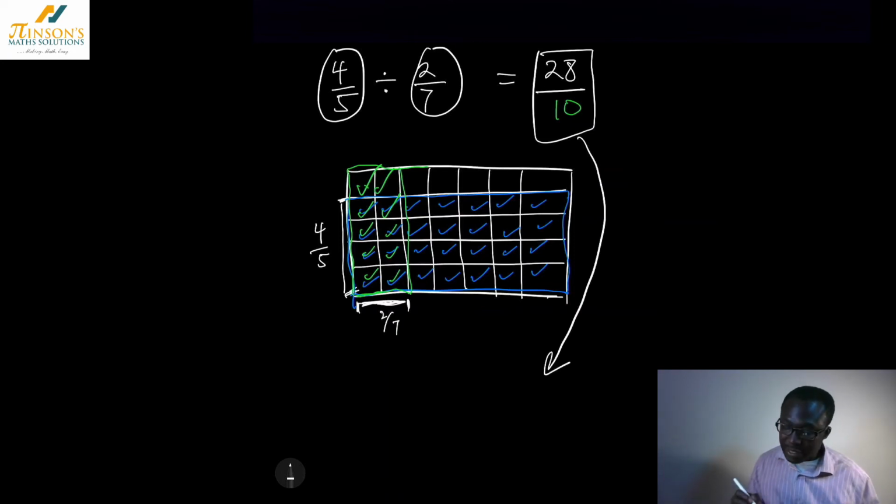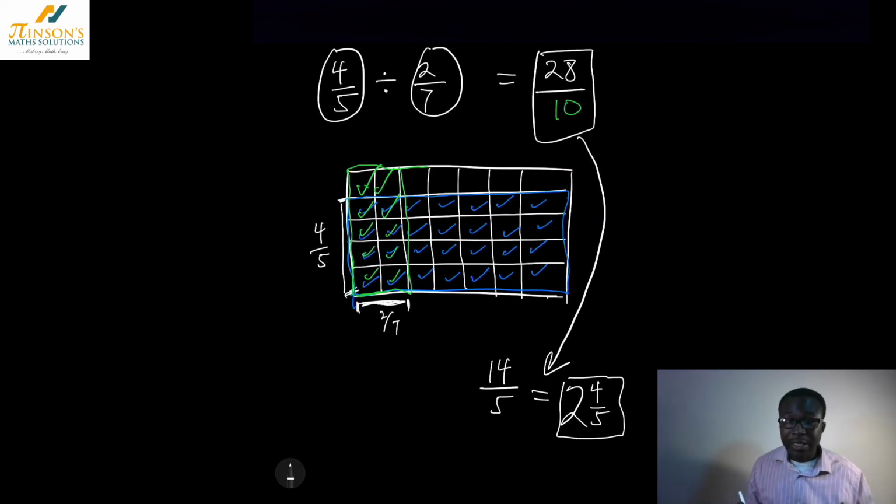So basically, if I simplify that, I'll get 14/5, and as a mixed number, that will be 2 wholes and then 4/5. Okay, and that is my answer. This is very, very important that we understand that. Okay, that is one way of proving why it keeps, flips, and changes.